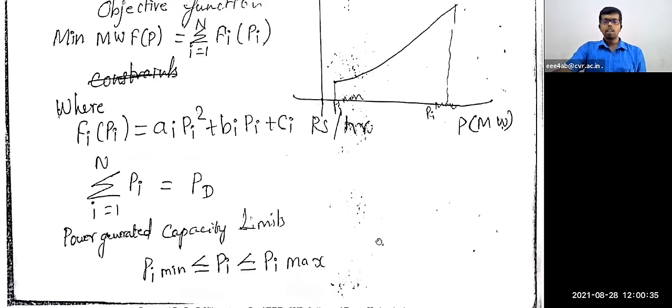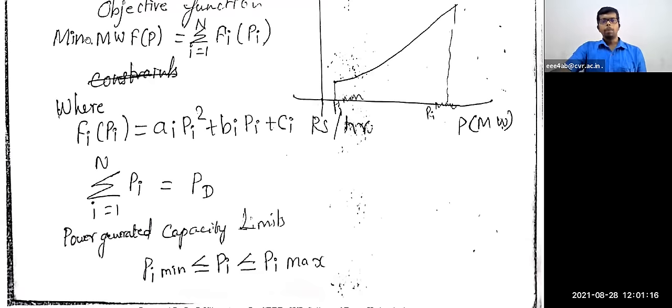Say, for example, there is a 1000 megawatt generator. Maximum power generation can go up to 1000 megawatt, so I take Pi maximum as 1000 megawatt. Pi minimum I take as 800 megawatt. So for the power generated from the first generating unit, 800 megawatt is less than or equal to P1, which is less than or equal to 1000 megawatt. Like that I will be choosing the minimum and maximum operating limits.